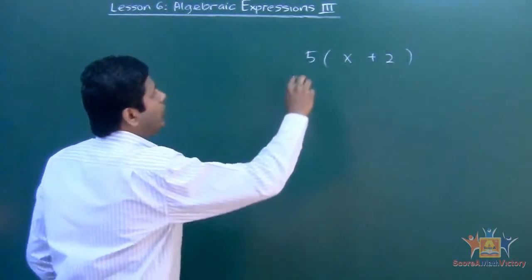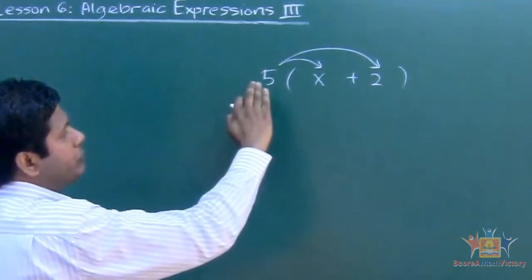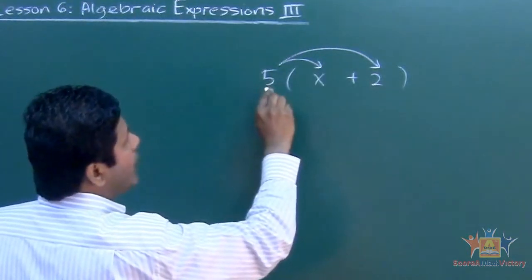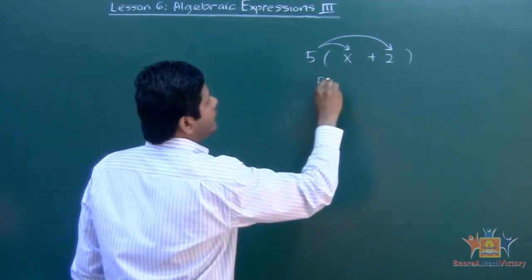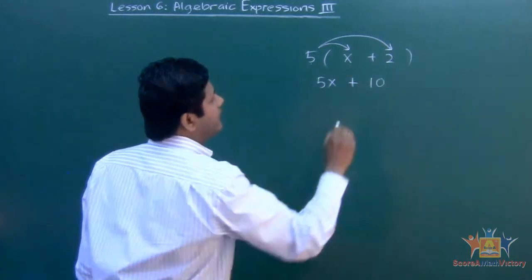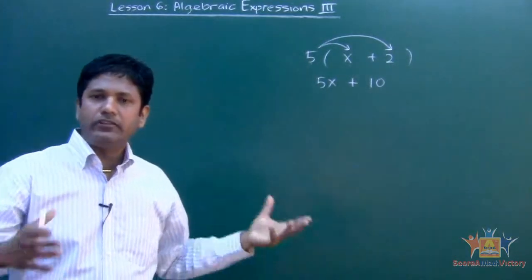Okay, so we're going to call this the shooting star method. In other words, like this right there. What we're going to do is distribute 5 to x and 5 to 2. So 5 times x is 5x plus 5 times 2 is 10. And there you go, we expanded it. Alright, so it's very important.